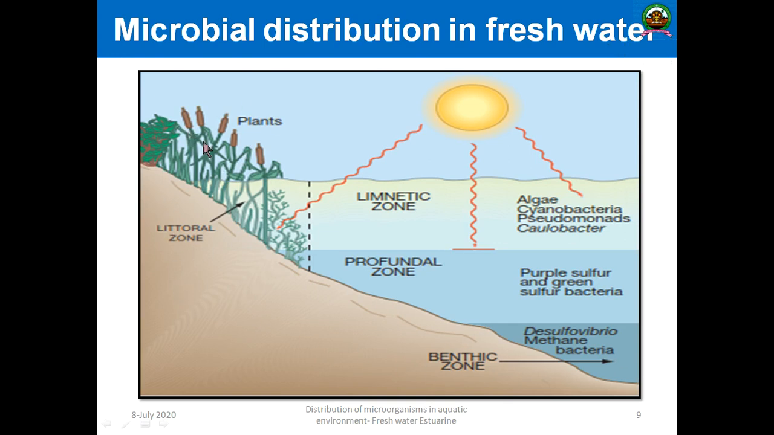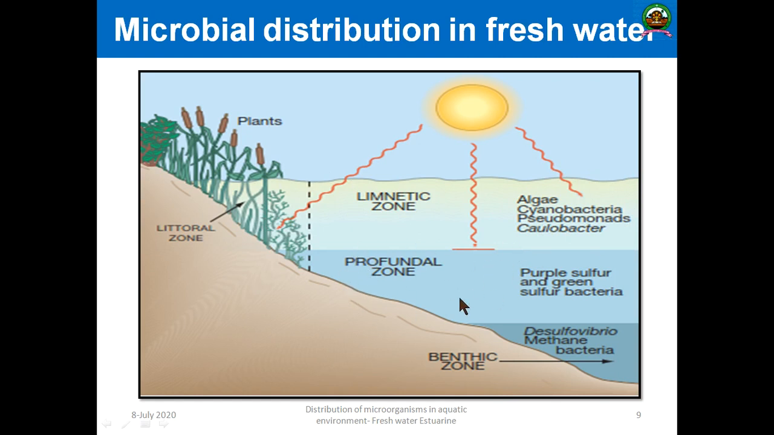So this is the littoral zone. There you can see a lot of plants, and these plants have roots, and the roots have a lot of bacteria. This is the littoral zone, and this particular region is the limnetic zone. From the top, the sunlight penetration is maximum. In the case of the littoral zone, the sunlight will reach till the bottom of the aquatic body. In the littoral and limnetic zones, the major organisms are coliforms, algae, cyanobacteria, Pseudomonas and Caulobacter. These are the major organisms that can be present in this region.